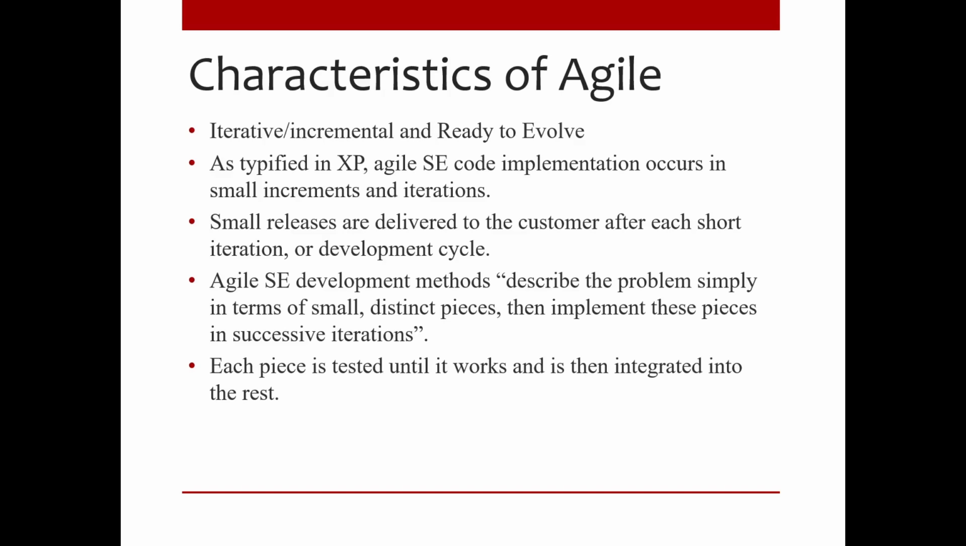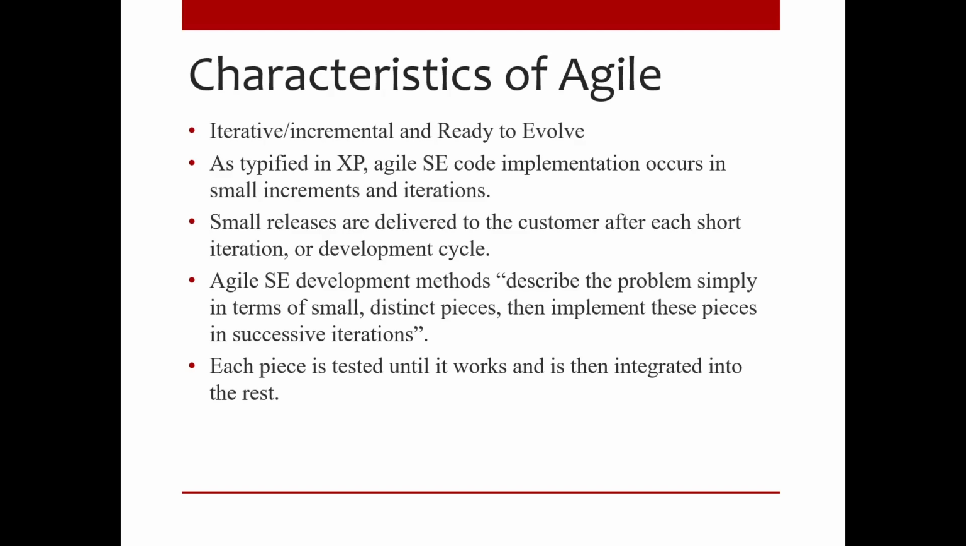Let us see the characteristics of agile. As I had told, the agile process is iterative, incremental and ready to evolve. As typified in extreme programming, which we'll see in the next slide, agile software engineering code implementation occurs in small increments and iterations. This is very important for agile if we need to make sure that we do not have any major changes when production is being done. We have to make sure that we use agile development so that it is incremental and in every iteration we can make those changes and the changes are not really big.